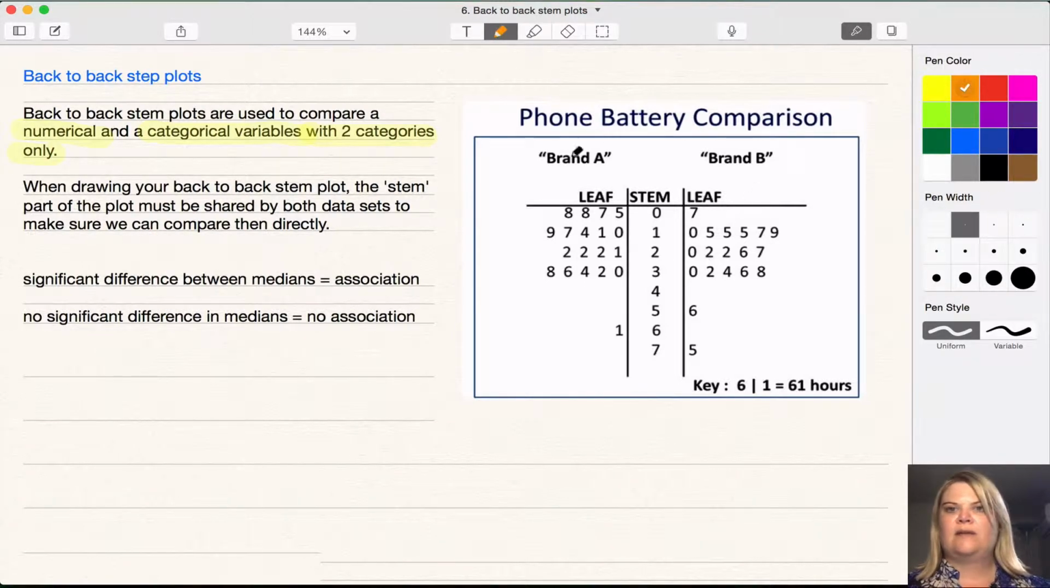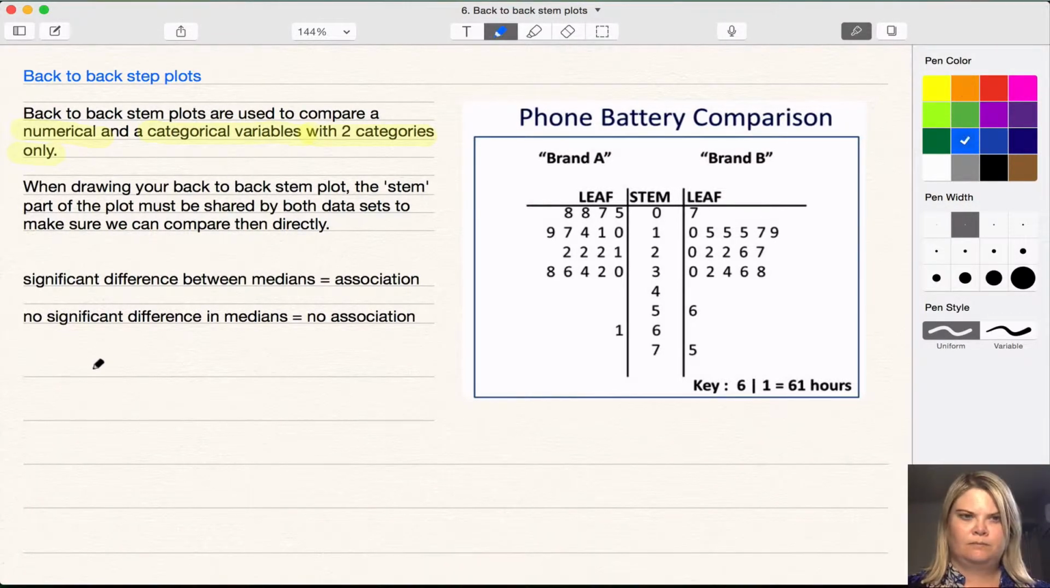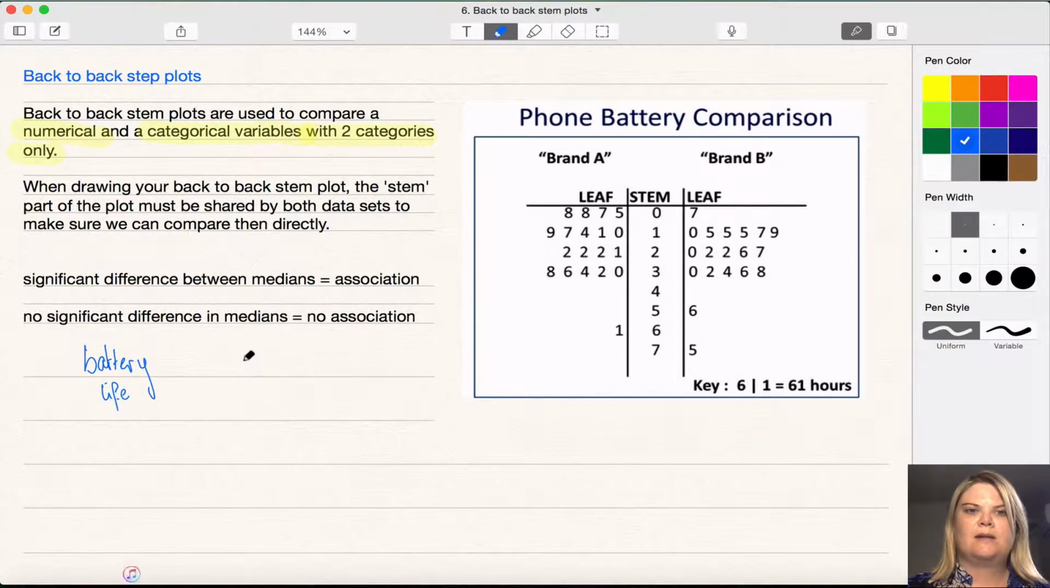Now, if we look at this example that I've got here, this is a phone battery comparison, so between brand A and brand B, and these are the numbers of hours that the battery lasted before it cut out. So our two variables are battery life in hours and brand of phone.